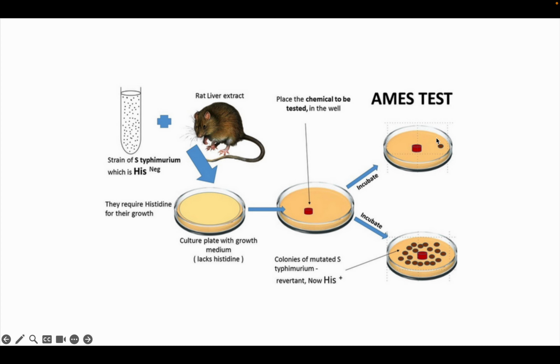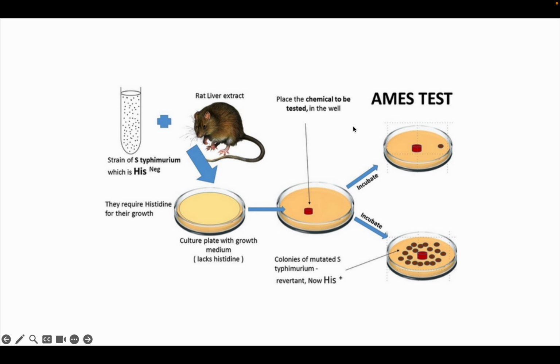So suppose a chemical causes only one colony, which can be random, so they do not consider this a mutagen. But here you can see most of the colonies grew from this histidine negative, which means that this chemical reverted the histidine negative. So now they all are histidine positive. So this chemical is considered to be a mutagen, which reverses the histidine negative to histidine positive.